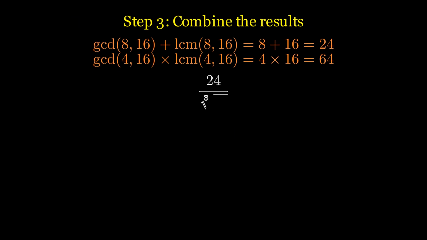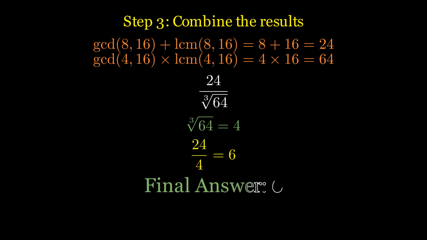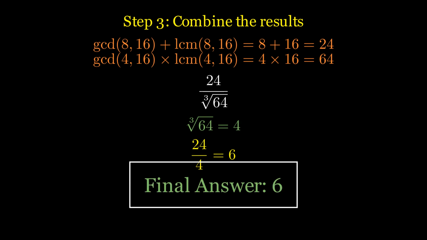Now we can put it all together. The numerator is 24, and the denominator is the cube root of 64. The cube root of 64 is 4, because 4 times 4 times 4 equals 64. So the expression simplifies to 24 divided by 4, which equals 6. Therefore, the value of the expression is 6.